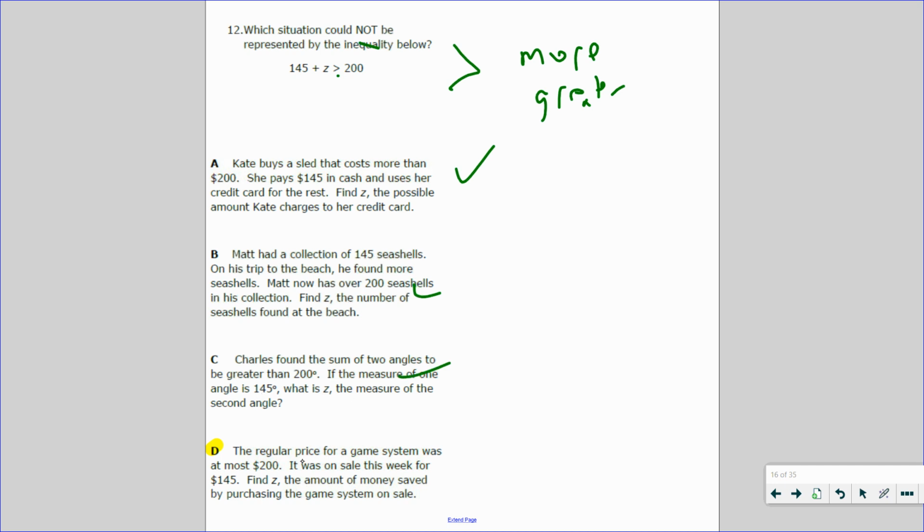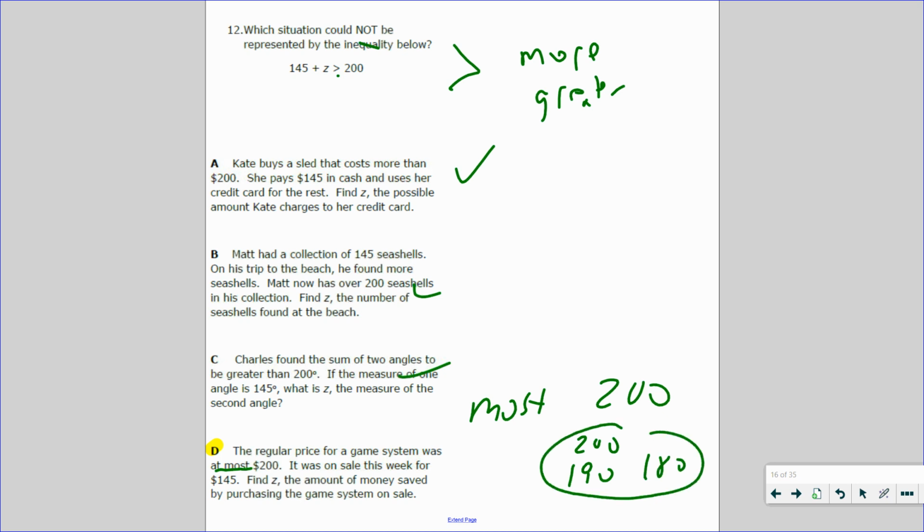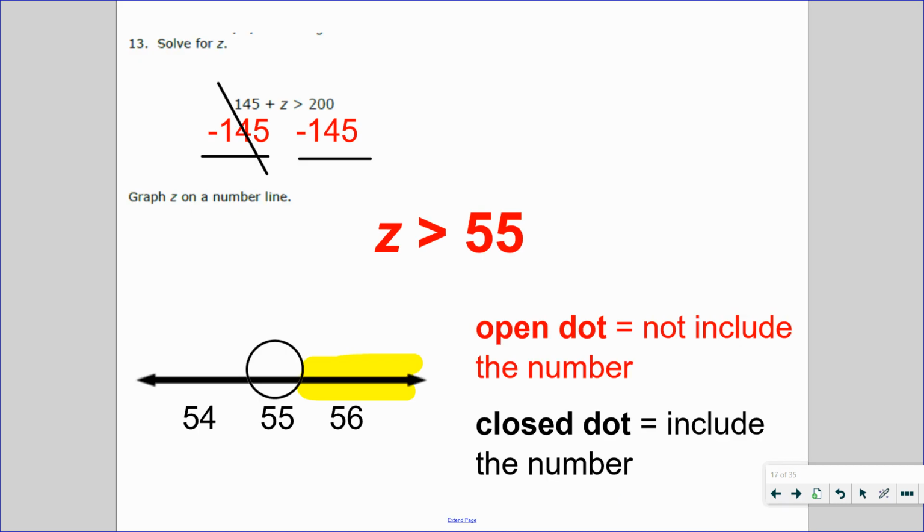That's correct. The regular price for a game system was at most $200. At most. That means the most you can pay. The most you can pay is $200. So you can pay $200. Could you pay $190? Yes, because it's the most you can pay. Can you pay $180? So what describes these numbers? These numbers are less than or equal to. That's why that one doesn't make sense.